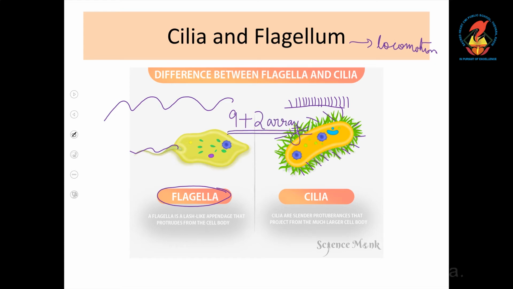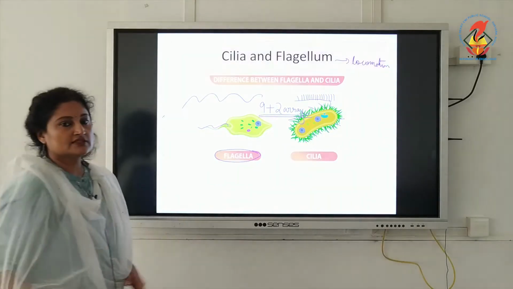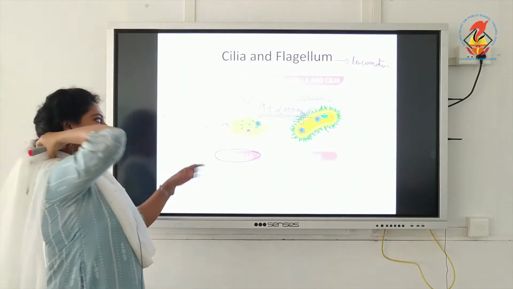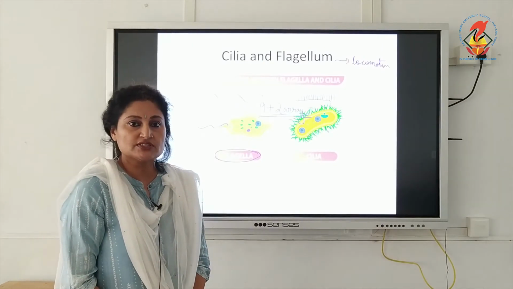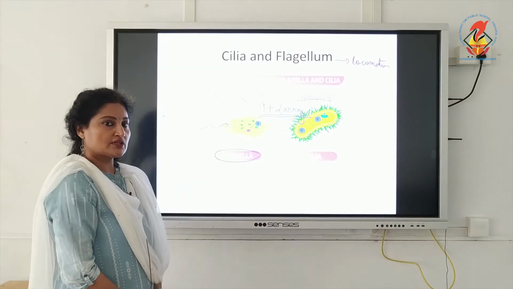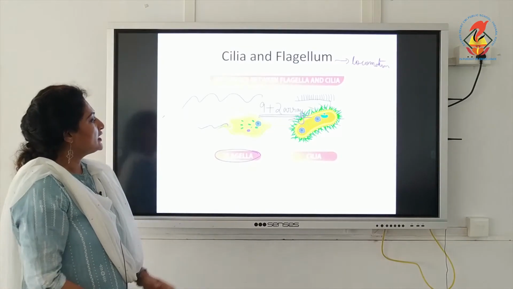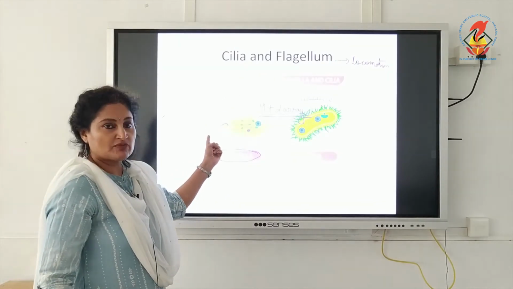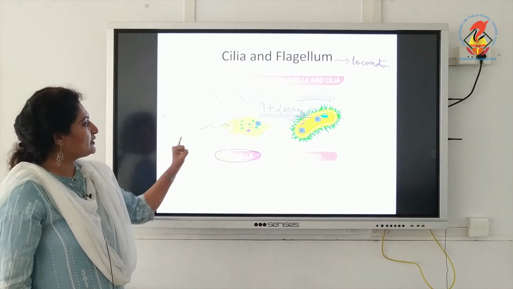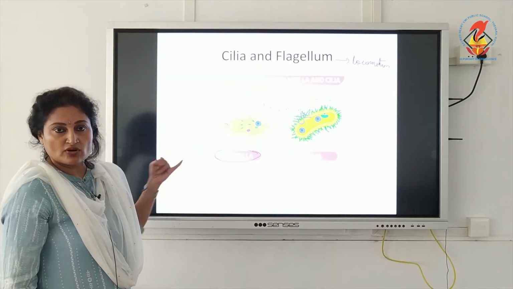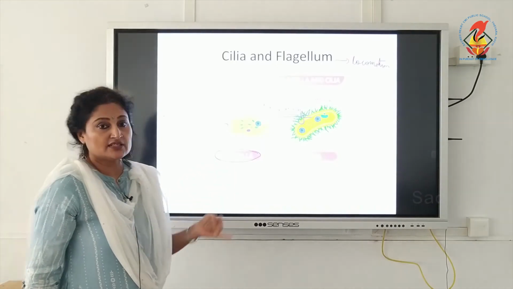So, remember the cytoskeletal structures are arranged in the 9 plus 2 array. Once again, before I move out from the slide, let me explain cilia and flagellum. The function is locomotion. Most of the protists are provided with cilia or flagellum. A very good example: Euglena with flagellum and Paramecium with cilia. The basic difference between cilia and flagellum: flagellum occurs in 1 or 2 numbers, whereas cilia are numerous.